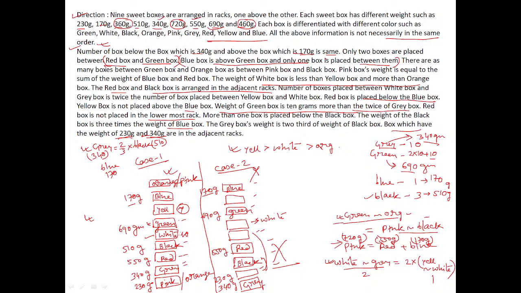So pink is 720, but the pink position is still not fixed. And see here, white, orange is not fixed, yellow is still not fixed, but pink is 720.